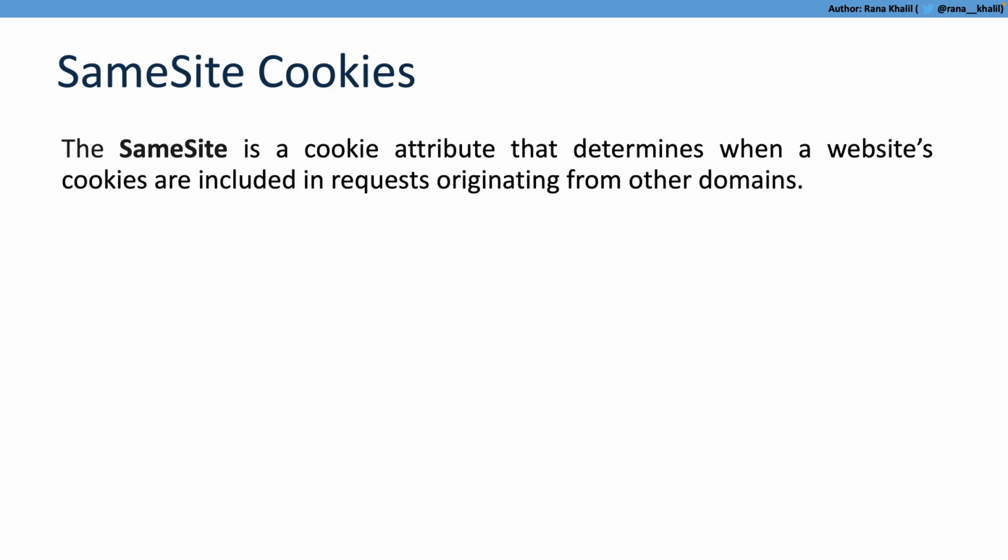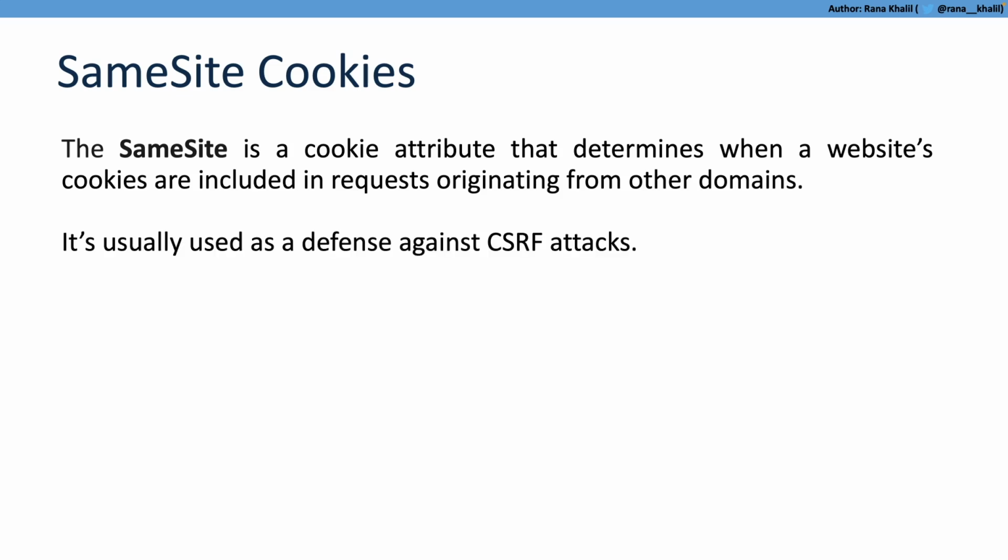The same-site cookie attribute determines when a website's cookies are included in requests originating from other domains. This is usually used as a defense against CSRF attacks, but it can also be used as a defense against clickjacking attacks that exist within authenticated pages. It does not prevent another domain from framing your application.